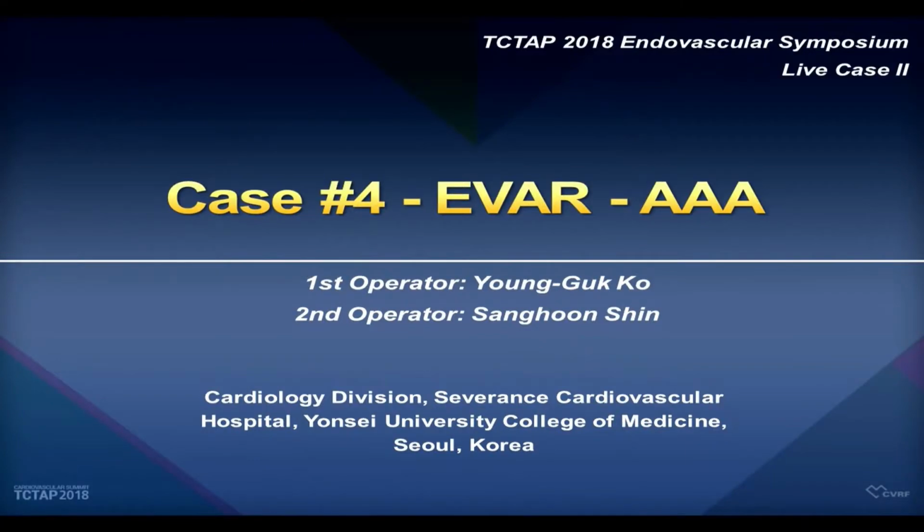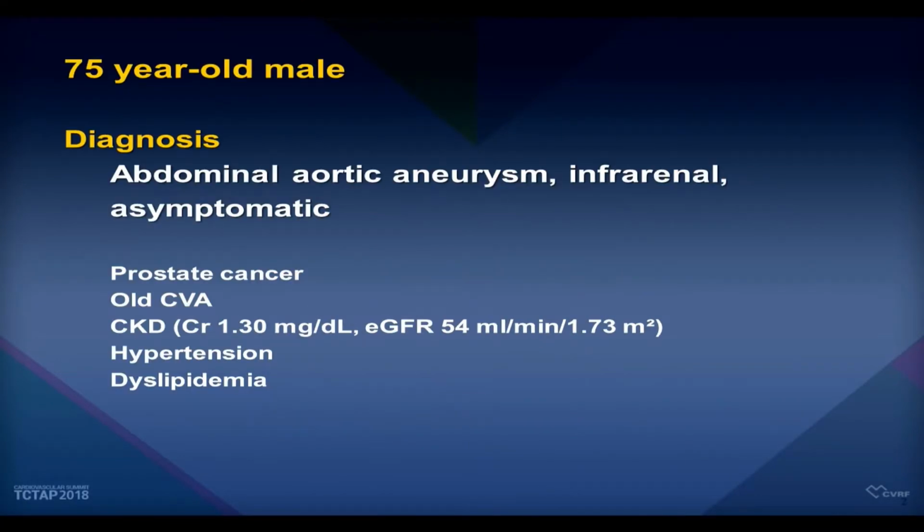I'll introduce our case. This patient is a 75-year-old male, and he was diagnosed with an abdominal aortic aneurysm. He had no symptoms, but he was diagnosed during the prostate cancer evaluation. He also has an old CVA, mild to moderate CKD, hypertension, and dyslipidemia.